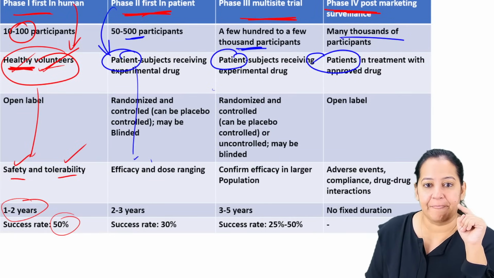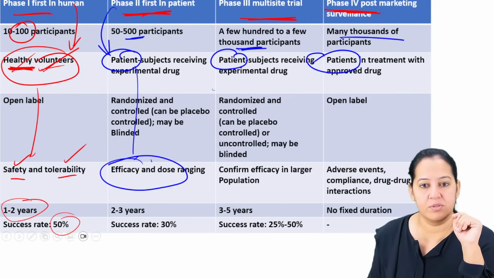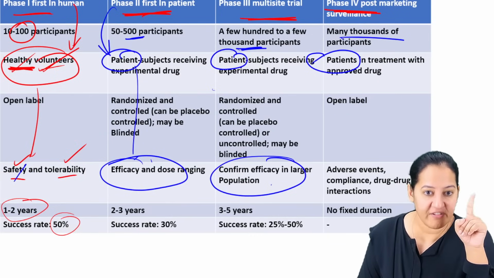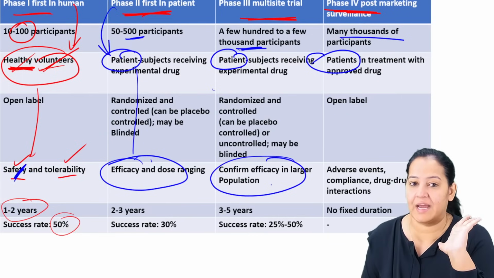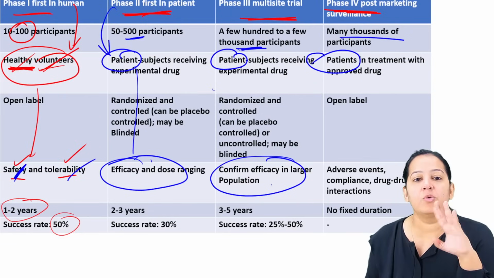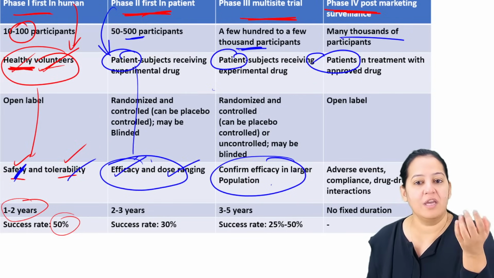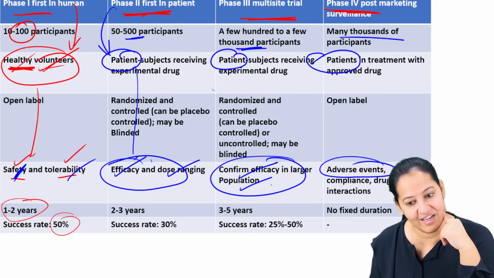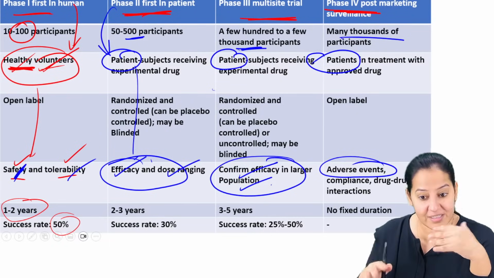Here we are testing the efficacy and dose ranging. Here we were testing safety. First we have to see whether it is safe or not, how tolerable it is. After that, whether there is efficacy and dosing. Here also efficacy and dosing. And finally here we will see the adverse effects. So each phase has its own relevance.